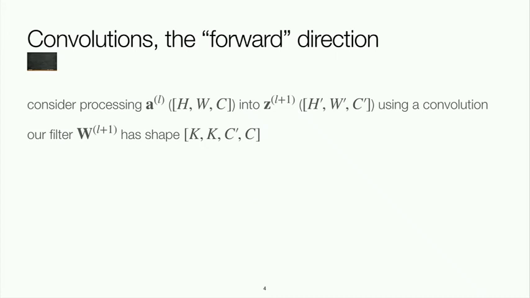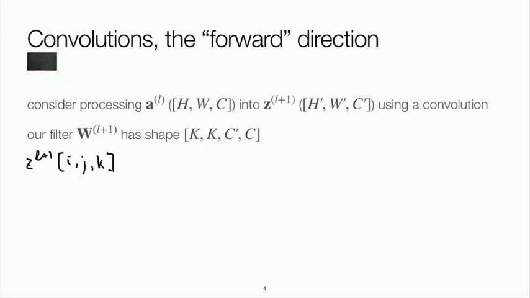What does that actually look like? Well, let's work it out. If we have ZL plus 1, and I want to know what's the i, j, kth element of ZL plus 1, well, what's that going to be? It's going to be my filter, WL plus 1, element-wise multiplied by all of the respective parts in AL that I actually care about.